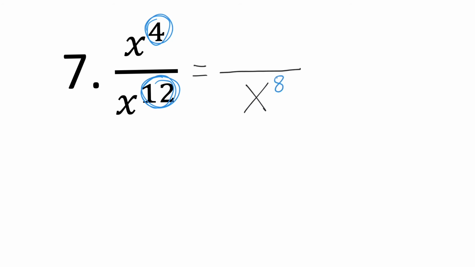Now, since we don't have anything else on the top, there's no other variable or a different number other than 1, we have to keep that 1 right here. And I'm saying other than 1 because x has an invisible 1 here. So you keep the 1 on the top, and the bottom will be x to the 8th power, and that is the answer.